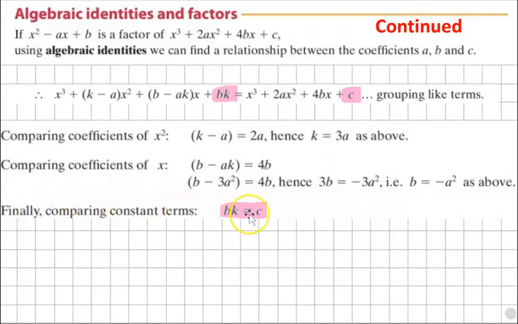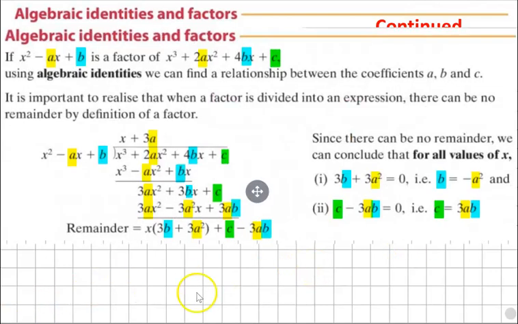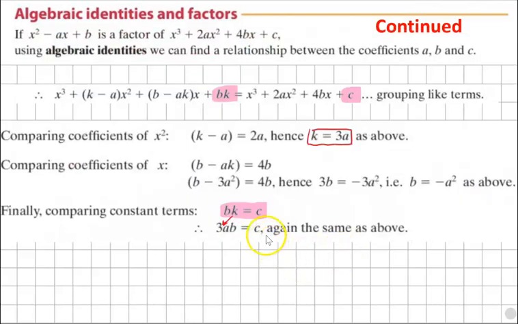And finally, comparing the constant terms. So the k was equal to 3a, so we get 3ab is equal to c. And again, that's the same as in the algebraic long division. So just quickly going back to the algebraic long division method. So we can see c is equal to 3ab, b is equal to minus a squared. The factor was x plus 3a. So again, c is equal to 3ab, b is equal to minus a squared, k is equal to 3a.